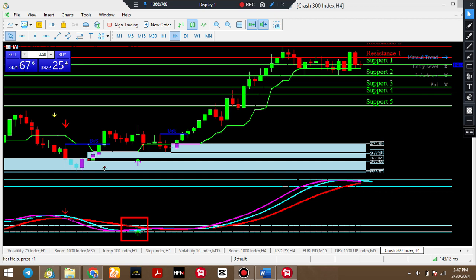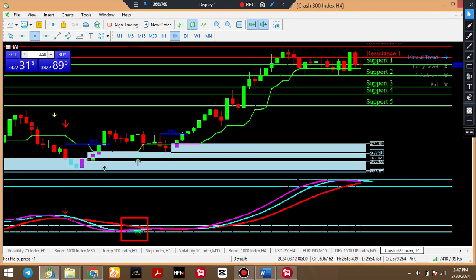Now, let me give you a scenario of how this will happen. Imagine you saw this buy here and you went to 30 minutes. Let me put an arrow there, a vertical line. So that is where we got our buy, right?